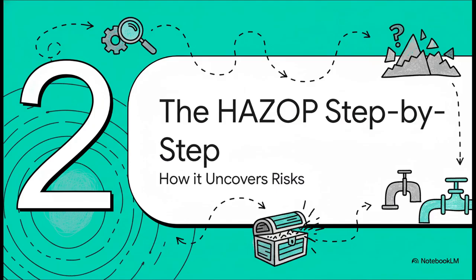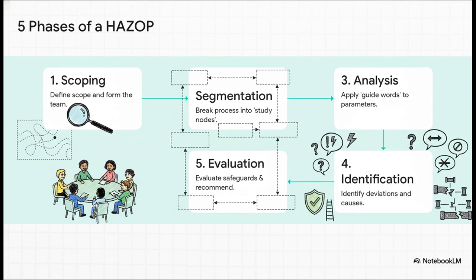Let's dive into the step-by-step process and see how this method actually uncovers all those hidden risks that can be so dangerous. Okay, a HAZOP basically follows 5 key phases. You start by defining the scope and, crucially, getting the right people in the room. Then you take this massive complex system and you break it down into manageable chunks. They call them nodes.